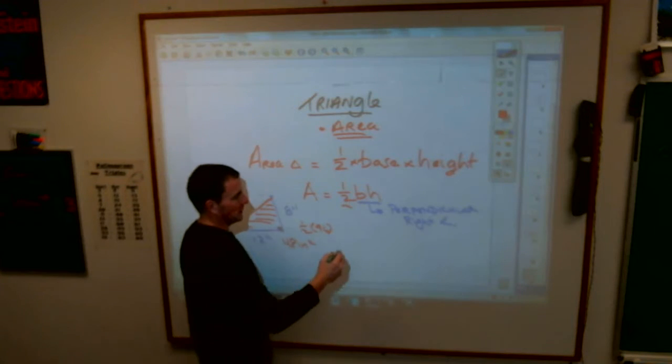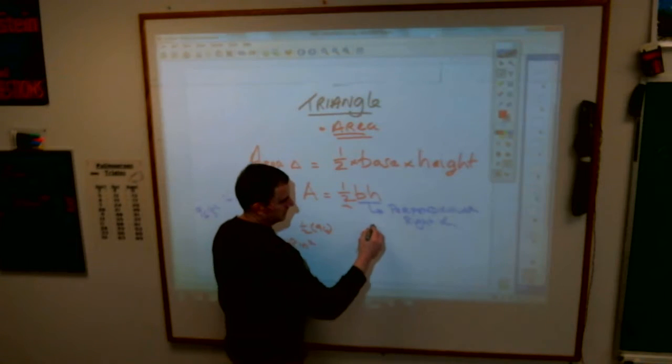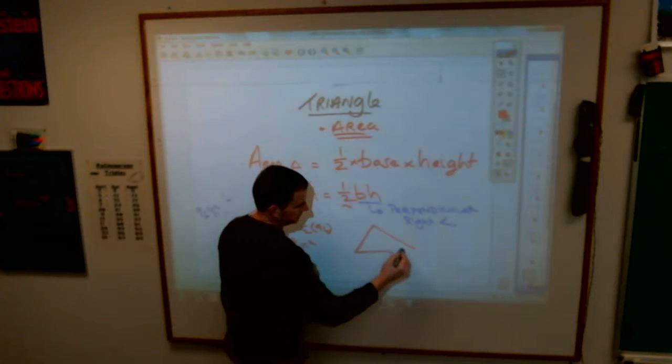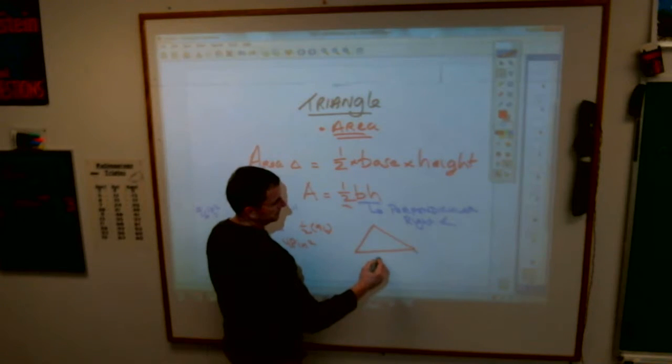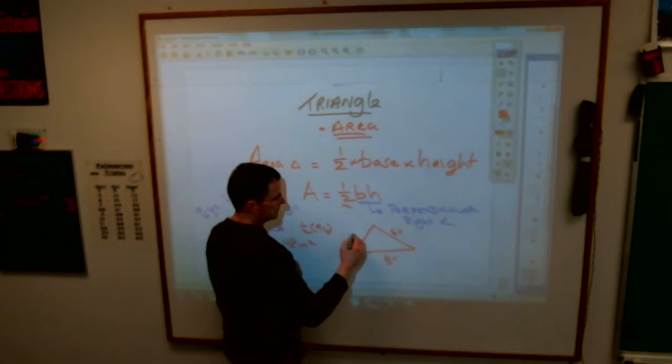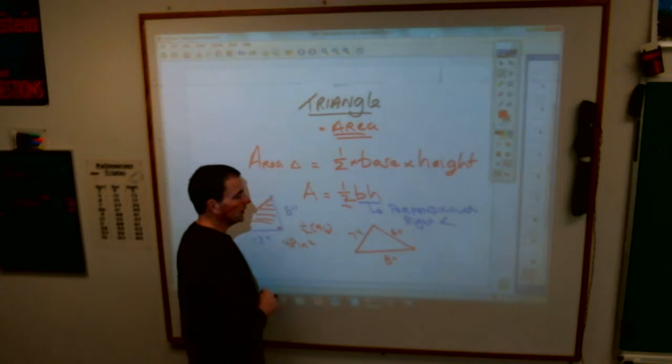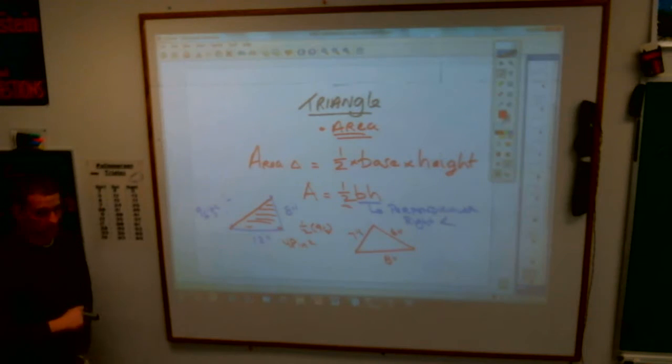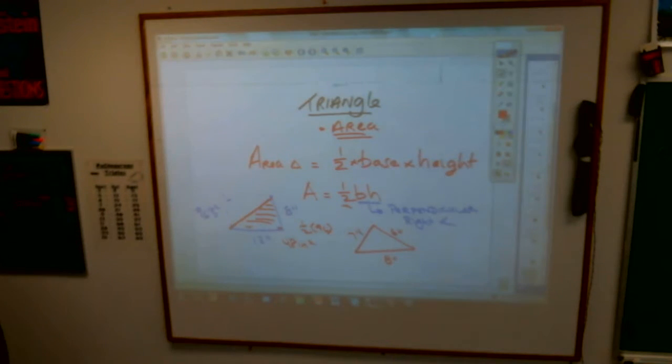Now with a lot of triangles like this, here's my triangle, and let's say this is, I don't know, 8 inches, and this is 6 inches, and this is 7 inches. What would be the area of that triangle? Using the formula, area equals 1/2 base times height, what would be the area of the triangle?